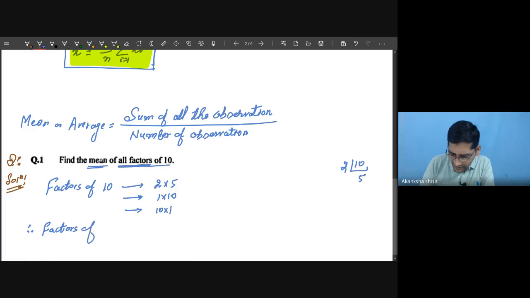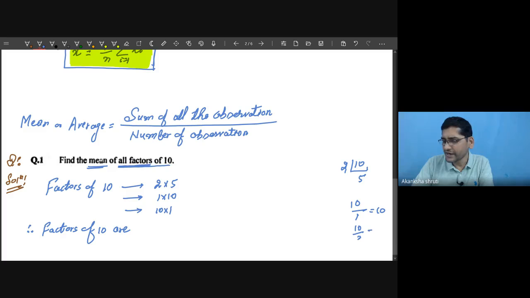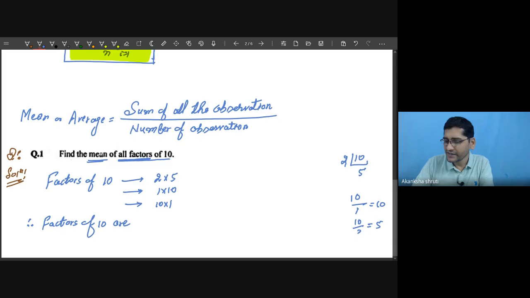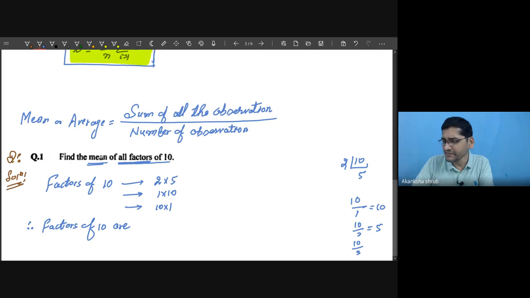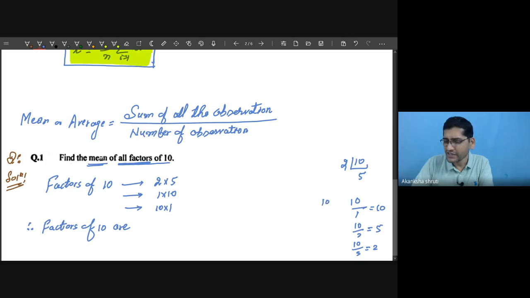factors of 10 are, meaning 10 can be divided by whom, students? 10 can be divided by 1, 10 times. 10 can be divided by 2, 5 times. 10 can be divided by 5, 2 times. 10 can be divided by 10, 1 time. So when you write in factor form, you can choose these: one is 2, another 5, another 10, another 1.